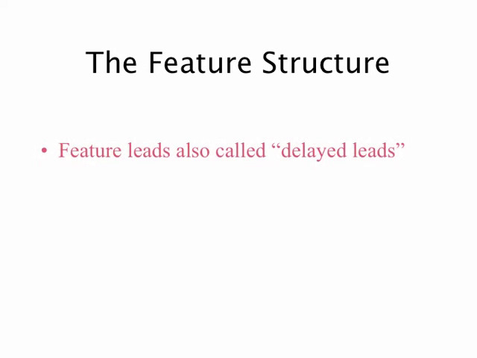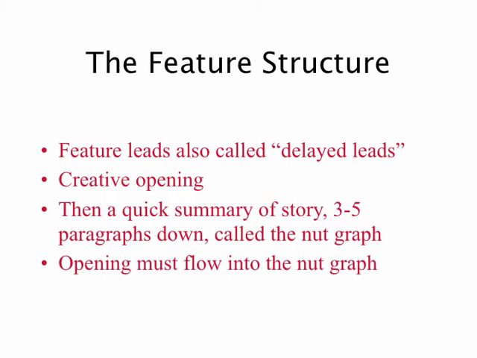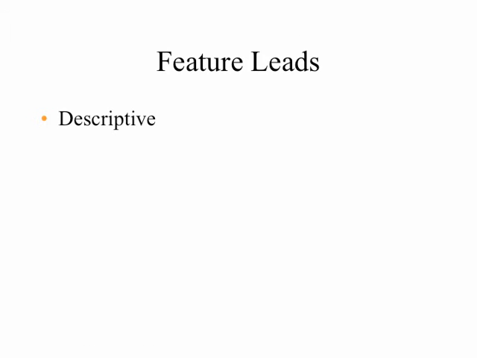So in that, you don't tell people in the first graph what the story is about. Instead, you delay that information, and you build up a little storytelling in the first few graphs. It can be very creative. Sometimes it's a description. Sometimes maybe it's an anecdote. Any way you can think of. And then you don't want to wait too long. You wait about 3 to 5 paragraphs into a story. Then you will sum up the point of the story as you transition from that opening into a paragraph called the nut graph. So those are the feature leads.